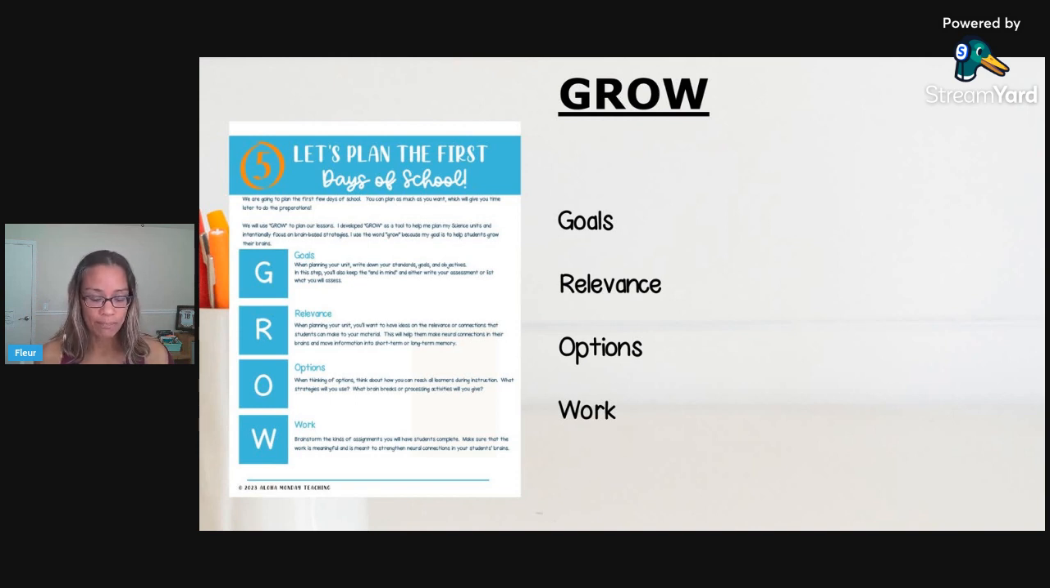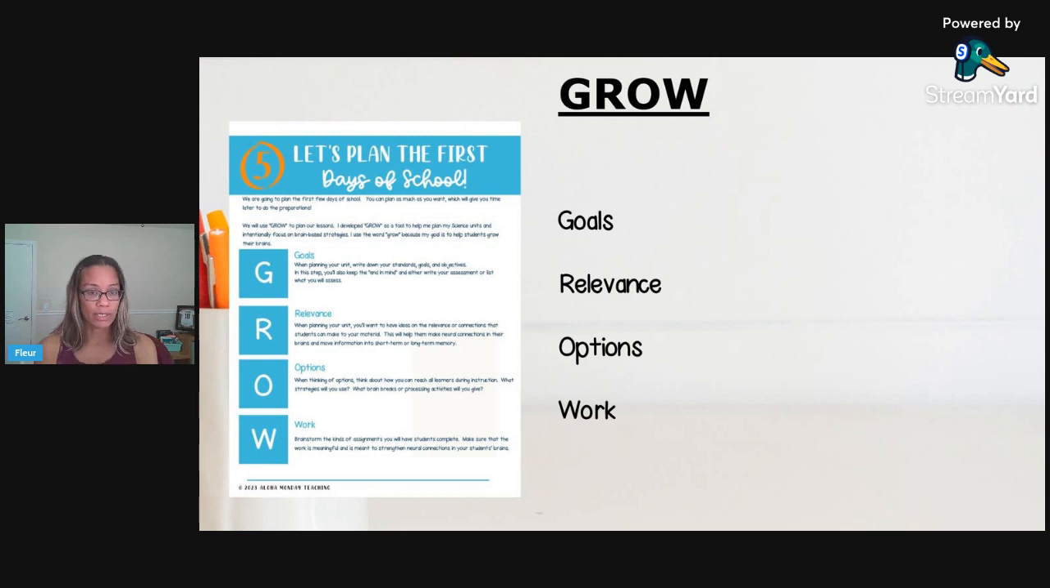O is for options. When you're thinking of options, think about the kinds of strategies that you'll use during your instruction or their practice to reach all of your learners. What strategies will you use? What brain breaks or processing activities will you give? If you're using this for your units, options will probably remain the same, because a lot of the brain breaks and processing activities that we use to help them build those neural connections are going to be pretty similar. So you could get specific. What kind of brain break are you going to use?